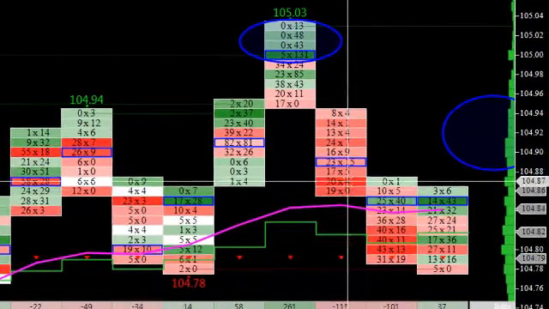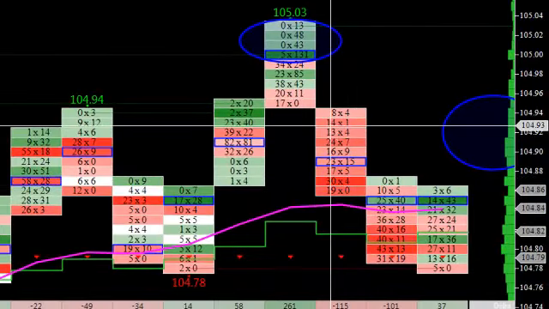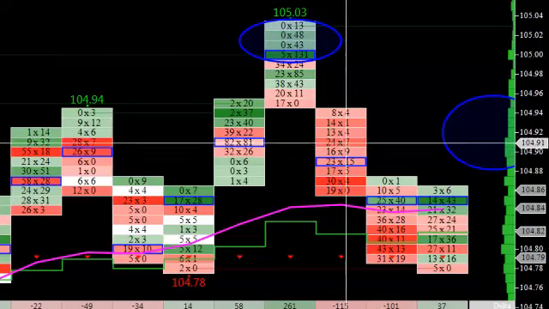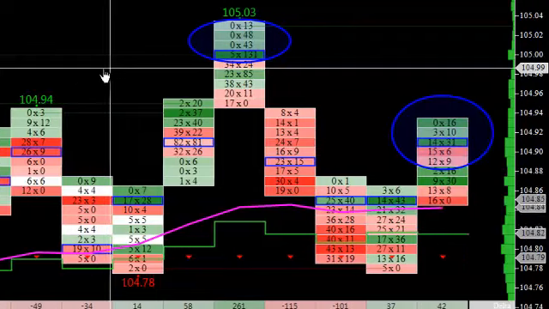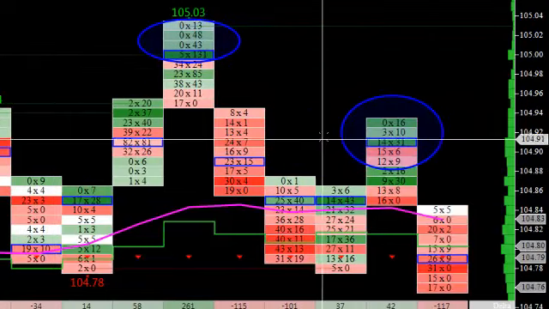And the sellers came back in. Again, I'd have waited for at least 3 ticks to see how strong the selling was, and it was very strong in this box. Would have been in no later than 104.86. Now let's see if this worked out. Okay, yes it did.